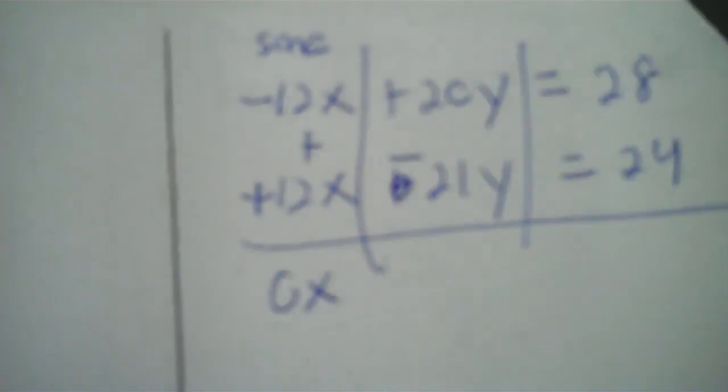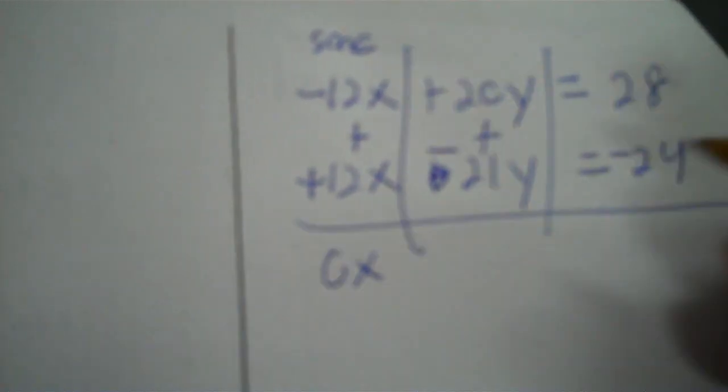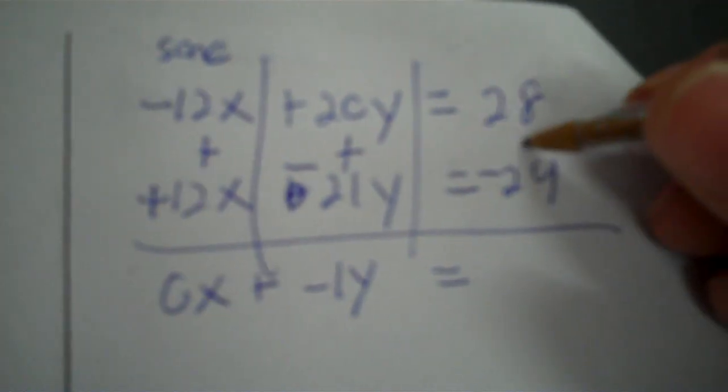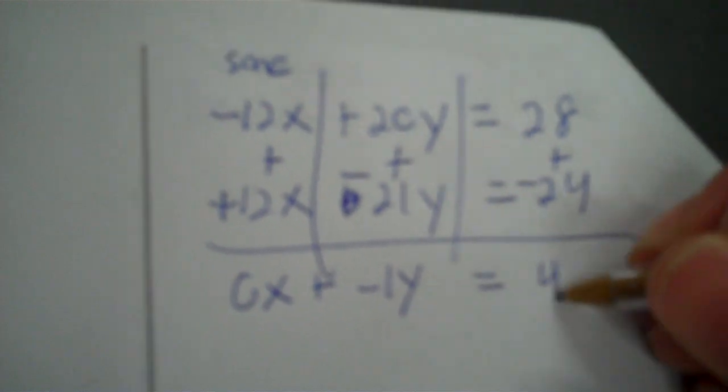Now, right there, these are the same, but they're not going to add to 0 with two negatives, because adding them this way gives you negative 24. So you need to make this a positive, then you'll get your 0x. But then you got to make sure you make the 21 negative and the 24 negative. So 20 plus negative 21 is negative 1y. And then 28 plus negative 24 is 4. So get rid of your 0x, that doesn't need to be there. You divide by negative 1, and 4 divided by negative 1 is negative 4.